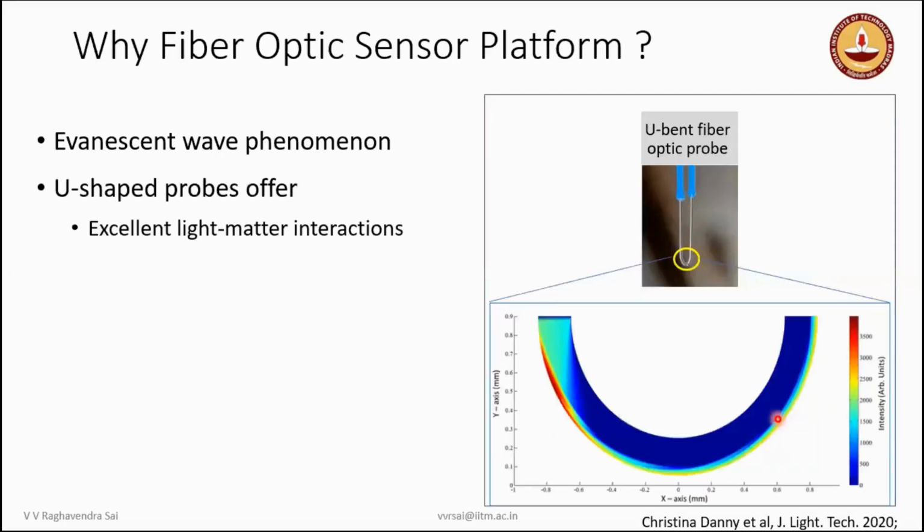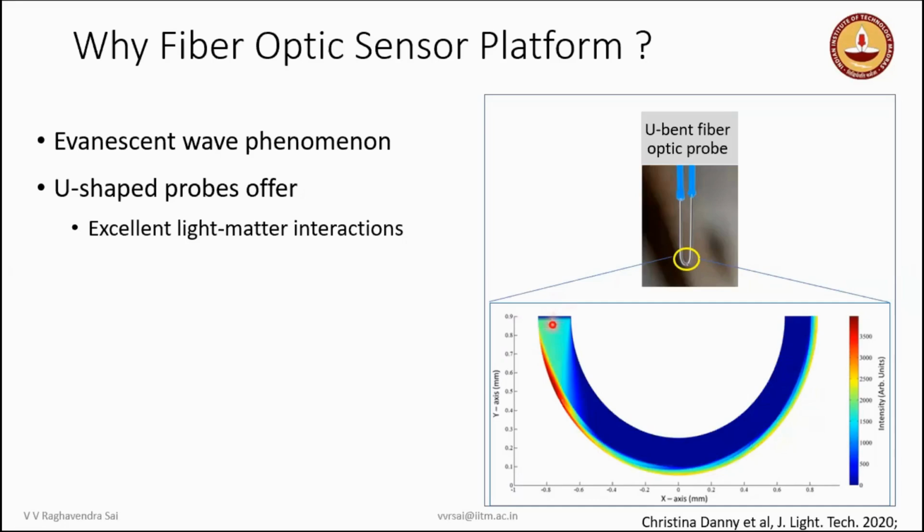So this is 200 micron core fiber. So the silica core is 200 microns in diameter, and when we bend it, it is less than 1 mm. And the light propagation is seen here. So the light typically is always propagating. Most of the light propagates at the center of the fiber.